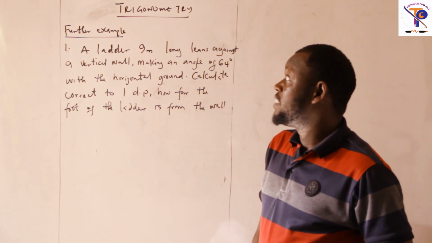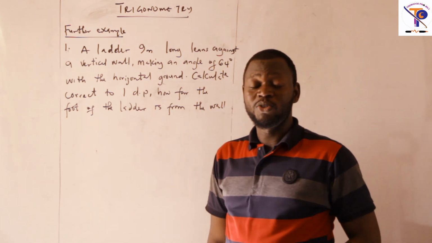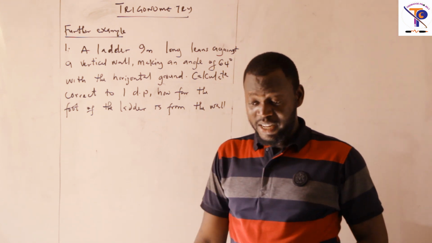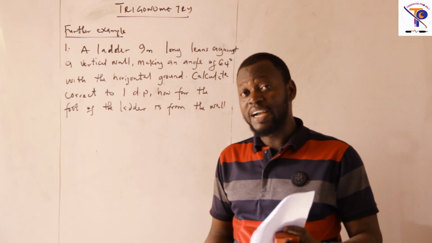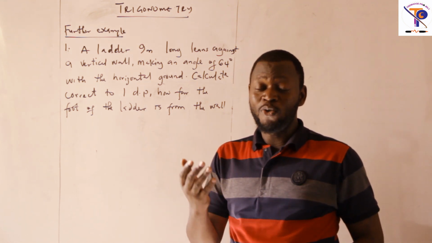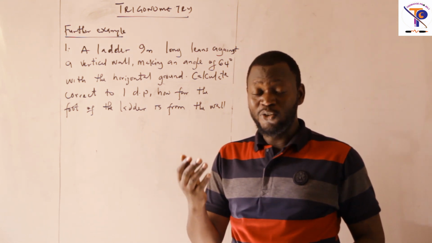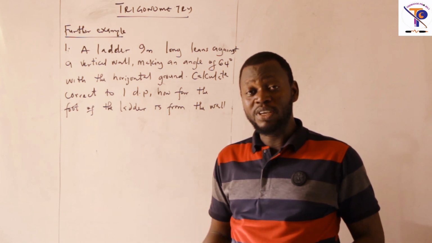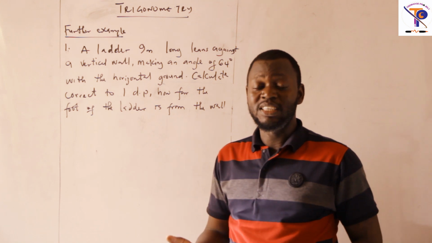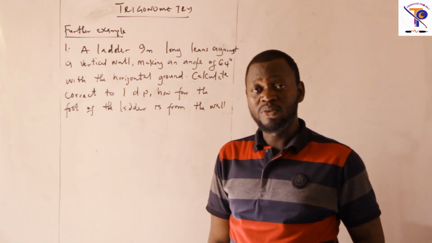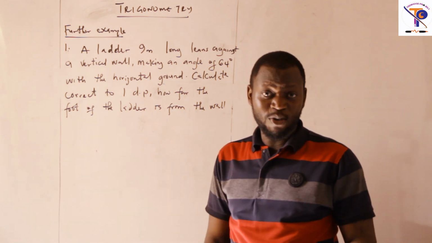Today we are going to continue from where we stopped, that is trigonometry. The last class we had, we talked about Sohcahtoa, that is sine is equal to opposite over hypotenuse, and cos is going to be equal to adjacent over hypotenuse, and your tan is equal to opposite over adjacent. And we had a few questions on that we solved, and I gave you classwork.